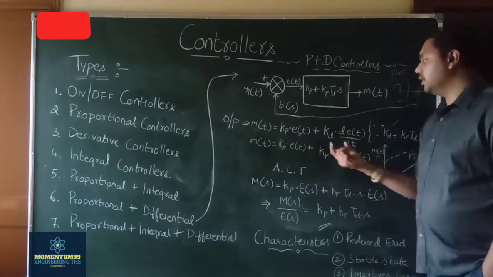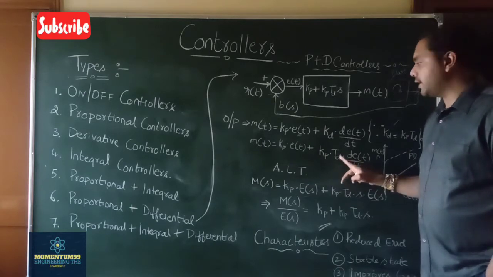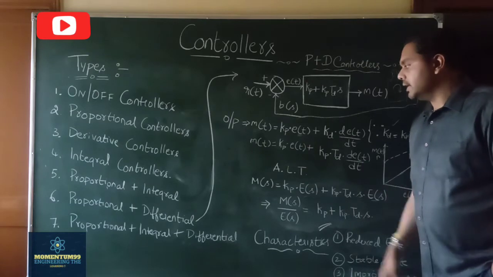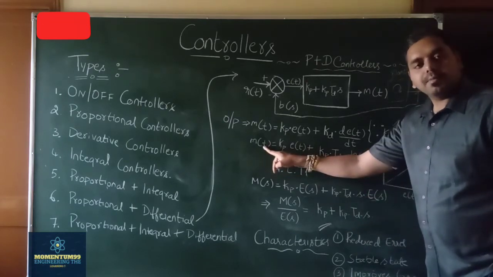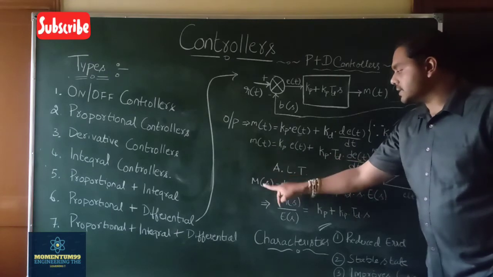Moving on, now I will be writing this Kd as Kp into Td. Now after writing this here, I will be applying the Laplace transform to the above equation, so that on the LHS we have M of t, which we will be converting from the time domain to the frequency domain, so I will be writing this as M of s.